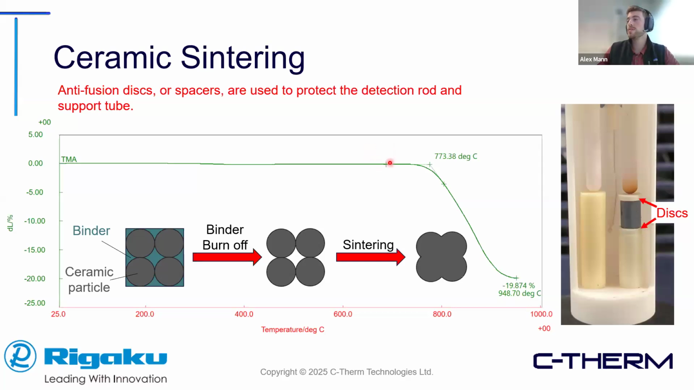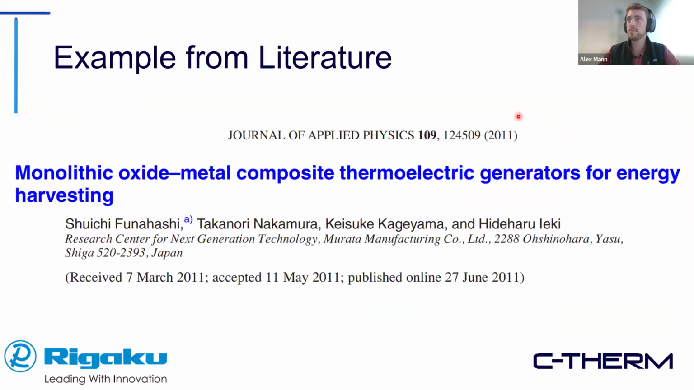So as we can see, we get the sintering temperature around 773 Celsius, and then we actually get the total shrinkage of around 20%. So this is really good for predicting the sintering profile, what temperature it occurs at, as well as the density. Because, as it shrinks, it densifies.